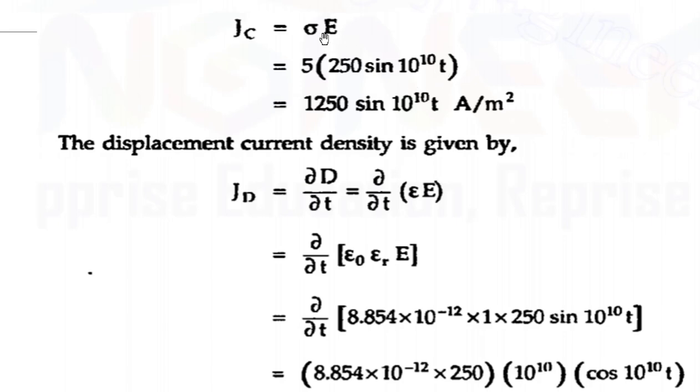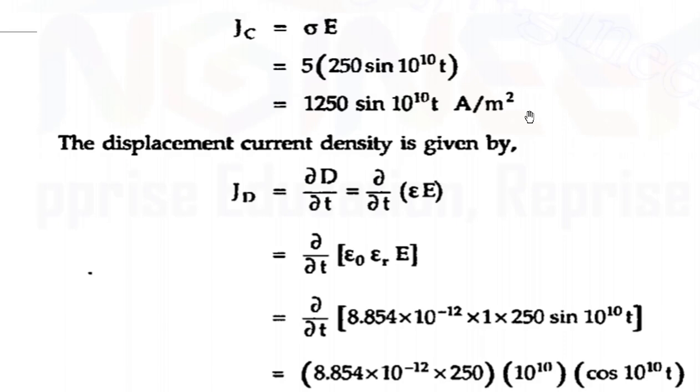Now we just multiply it by 5 and we get Jc equal to 1250 sin(10^10 t) ampere per meter square, because it is current density, so it is measured in ampere per meter square.